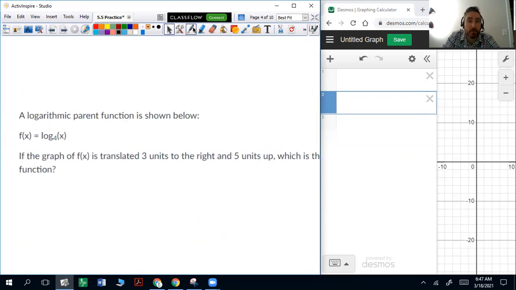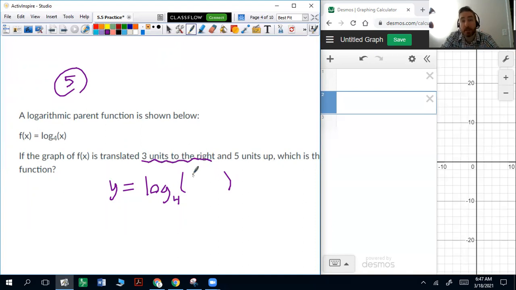Question 5. A logarithmic parent function is shown below. F of x equals log of base 4 of x. If the function of f of x is translated 3 units to the right and 5 units up, which is the following function? So what I say is it's just basically be log. I just say y equals or f of x equals log base 4. Always start with the base there. So now you're going to have some parentheses. So 3 to the right, it's always going to be minus in the parentheses. So it's going to be x minus 3. And 5 up is going to be plus 5.